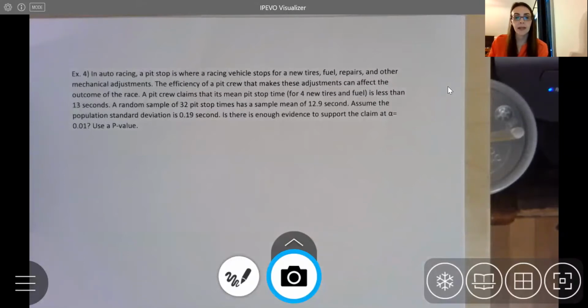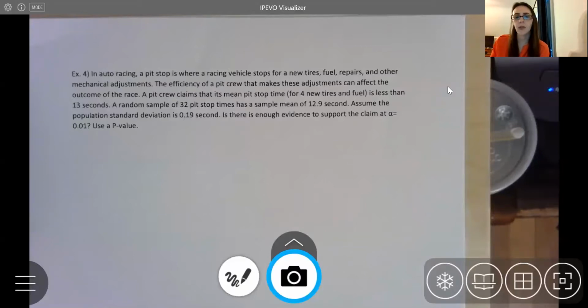A pit crew claims that its mean pit stop time for 4 new tires and fuels is less than 13 seconds. So it means that that team can change out 4 tires and refuel the car in less than 13 seconds. And you want your pit crew to be extremely fast, right? So you can get right back into the race.